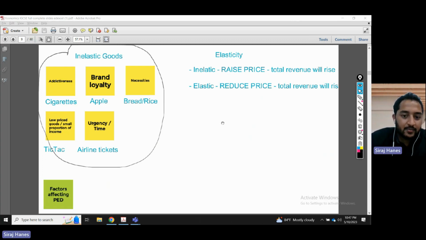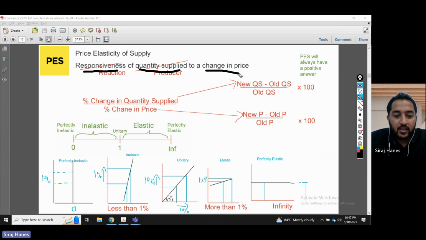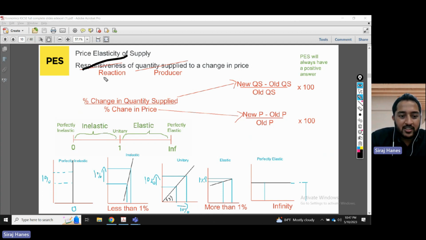But is there something called price elasticity of supply? Yes. Very similar concept to price elasticity of demand. We're going to repeat some of the concepts here, but responsiveness of quantity supplied to a change in price. So if I cut the word responsiveness and said reaction, if I cut the word quantity supplied and said producers, because producers are the ones who supply, I'm going to reread this and say the reaction of a producer when the price changes. Will they continue to supply? Will they stop supplying? Will a lot of people come into the market and supply? Will not so many people stop supplying?